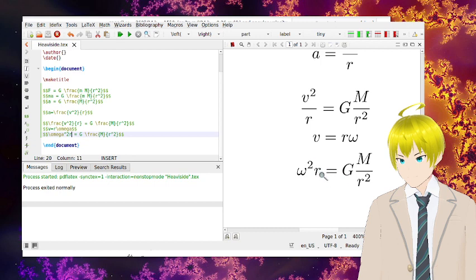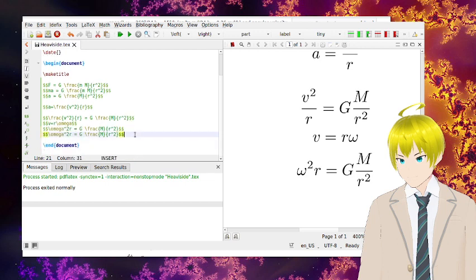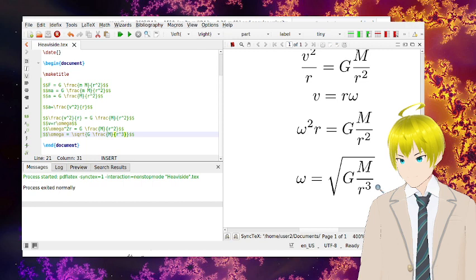So we divide both sides by r and take the square root, and we get omega equals the square root of this side, with r cubed on the bottom. So this is what it looks like. And of course we know omega, right? Because we want geostationary orbit. So we want the point at which, wait a second.